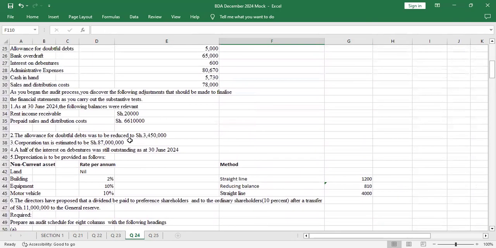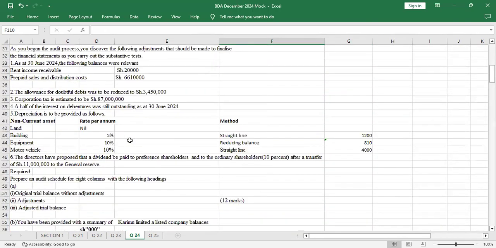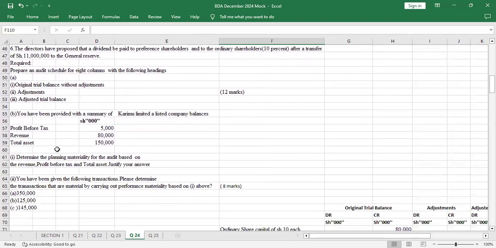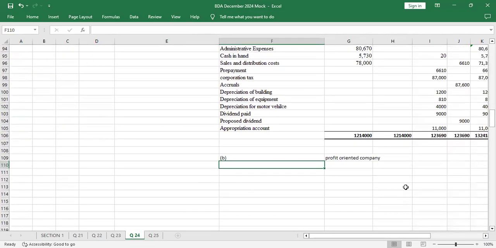Total assets, I told you that you only use it as an auditor because this is based on professional judgment. As an auditor, you only use total assets if this was an investment company. So automatically, I'll disqualify total assets because it's a manufacturing company, not an investment company. Then I'll remain with revenue and profit before tax. The best benchmark for a profit-oriented company is the profit before tax. So the benchmark will be PBT.